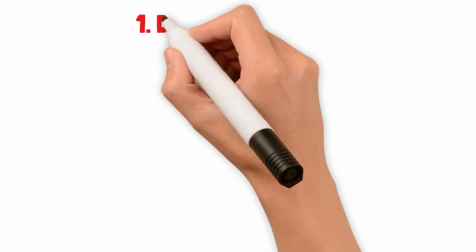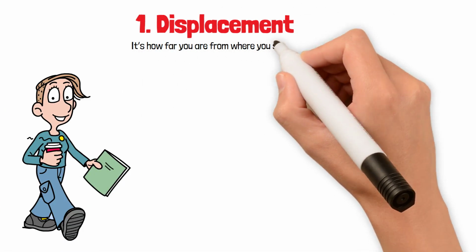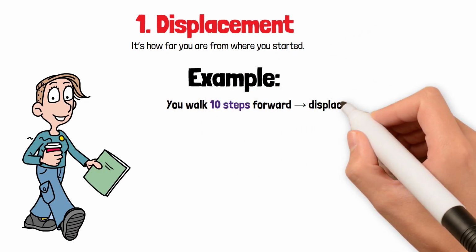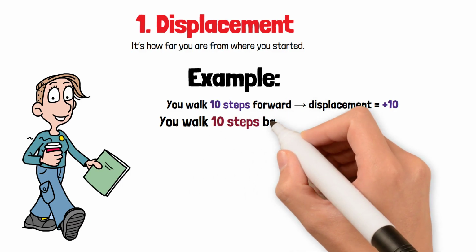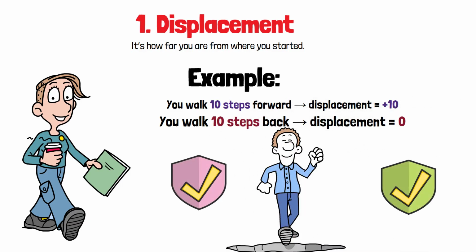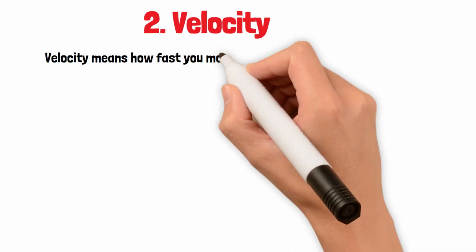One, displacement. This is not how much you walked. It's how far you are from where you started. Example, you walk 10 steps forward, displacement equals plus 10. You walk 10 steps back, displacement equals 0, because you return to your starting point. Easy, right? Two, velocity. Velocity means how fast you move and in which direction.